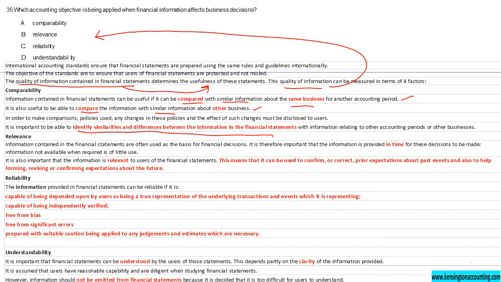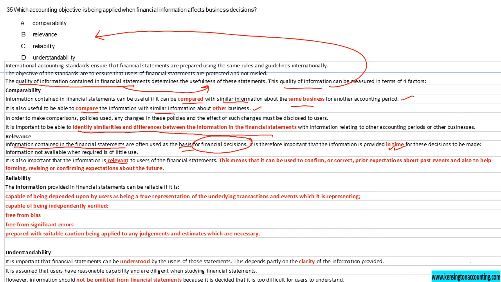Relevance, essentially, we're talking about information should be provided on a timely basis, and the information provided should be relevant, because very often information contained in the financial statements is the basis of financial decisions. Therefore information should be relevant and timely, because these financial statements are often used by users to make financial decisions.